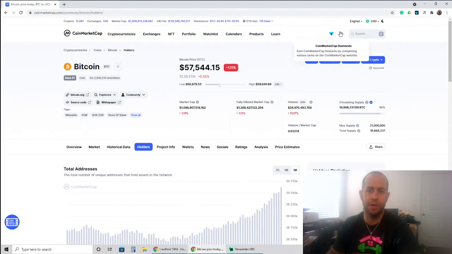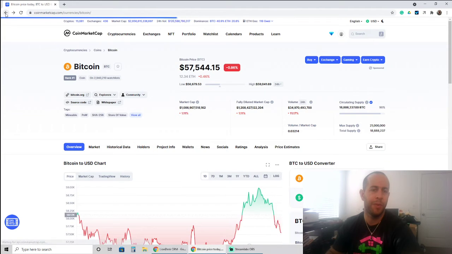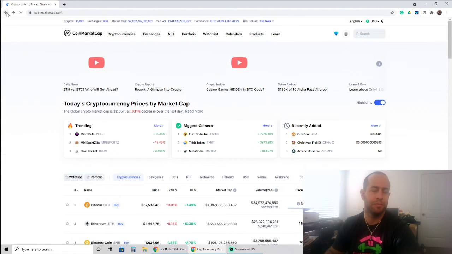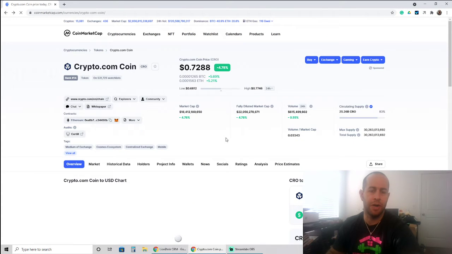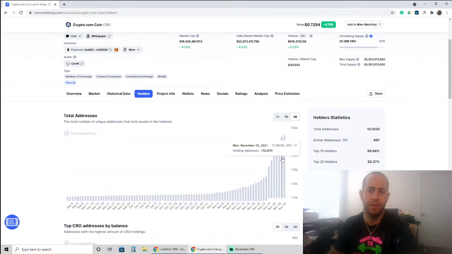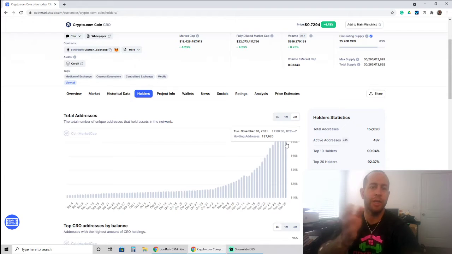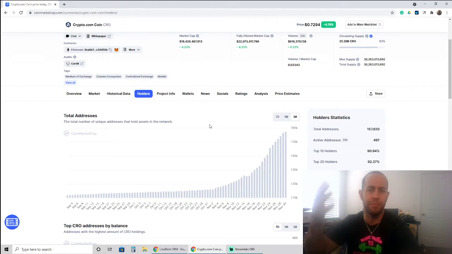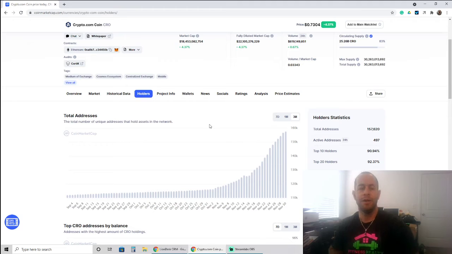All right, let's go back to crypto.com really fast. All right, so now we're on crypto.com. The thing that I wanted to show here is the amount of holders. You can see right now there are 157,620 unique holding addresses. The market cap currently is 18 billion, which is pretty small, right? But still pretty big in terms of how many dollars are in there. Okay, so that's all I wanted to show on CoinMarketCap.